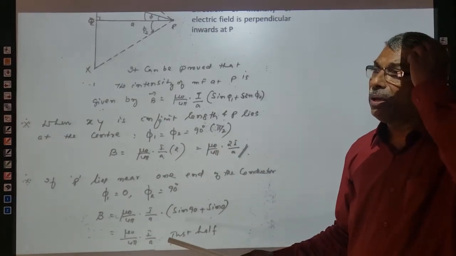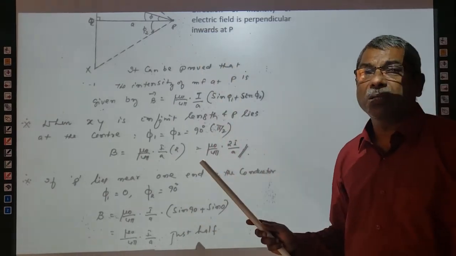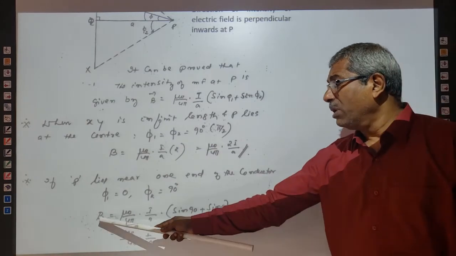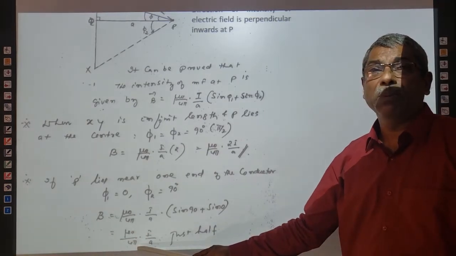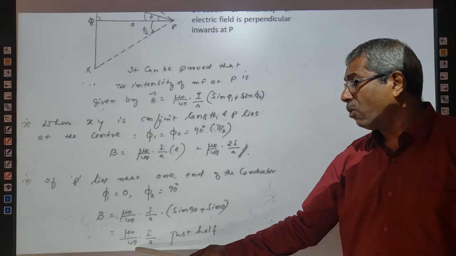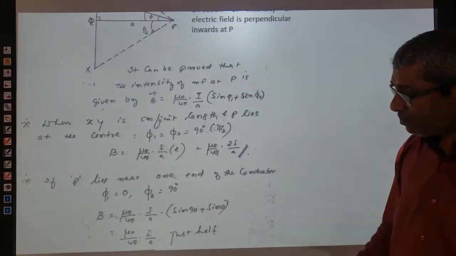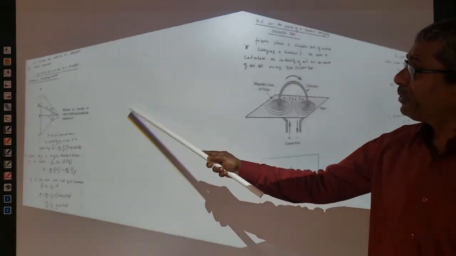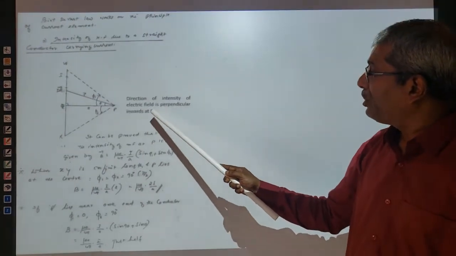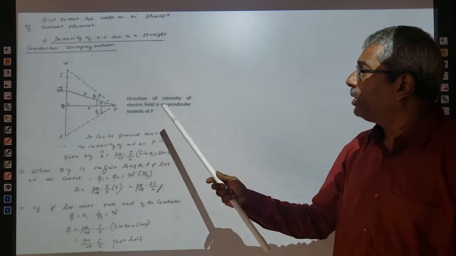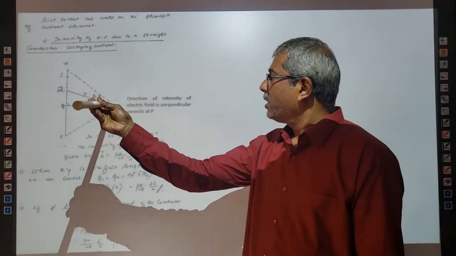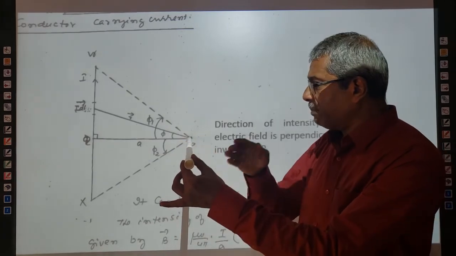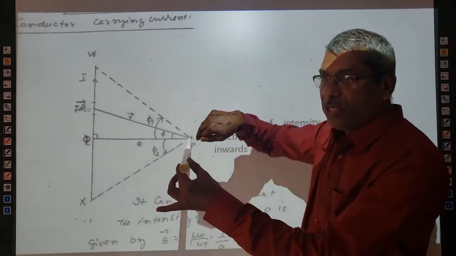While when the point P is taken very near to the conductor, on one side, then the value of B at the point P is given by mu0 by 4 pi into I by A. And this is the direction of the intensity. The direction of the intensity at this point P is perpendicular. This is the direction. I am showing this with the stick. This is the direction, perpendicular inwards.